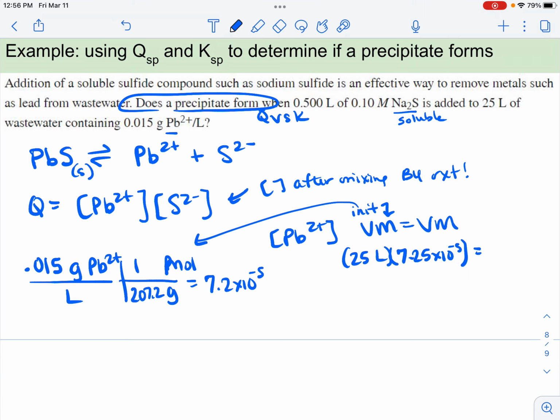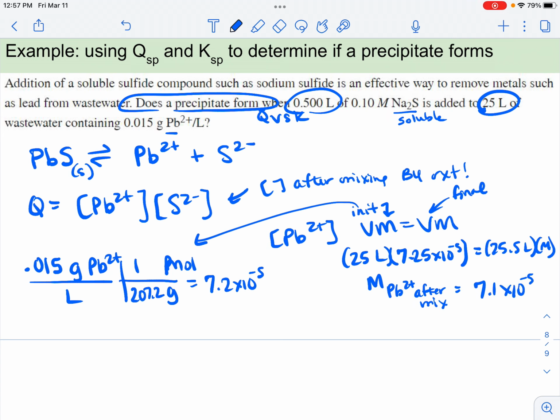And my final volume, I have to read the question. I have 25 liters of one and a half a liter of another. So add those two together and you get 25.5 liters times the molarity after they're mixed. All right, so I multiply and divide and I get the molarity of the Pb2+ after mixing equals, let's see, 7.05 times 10 to the negative fifth. So I rounded that to 7.1 times 10 to the negative fifth molar.